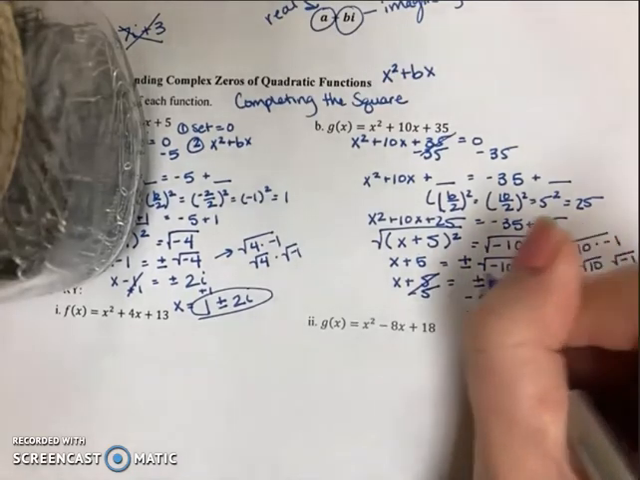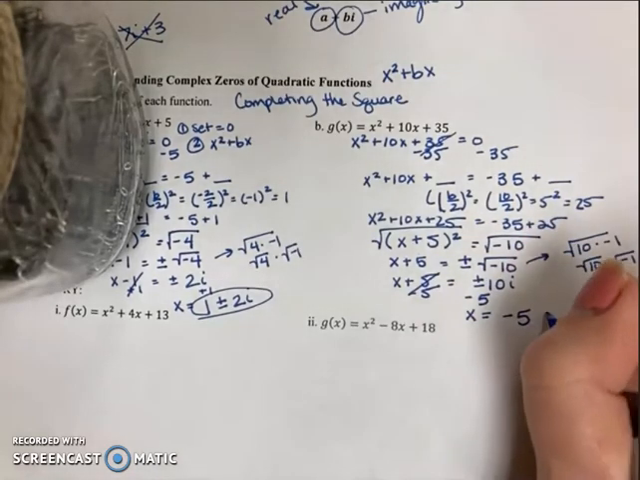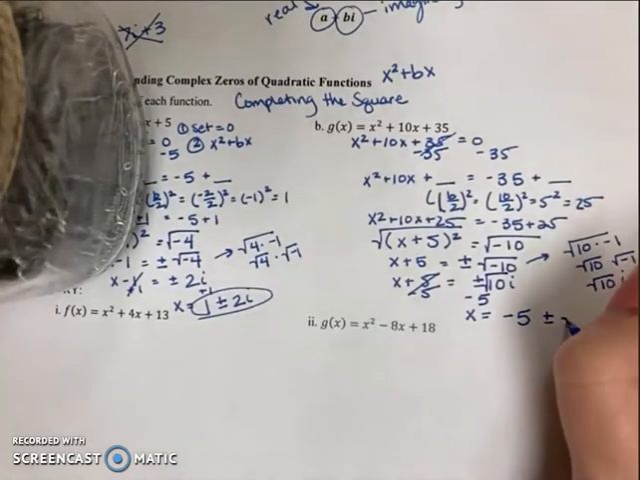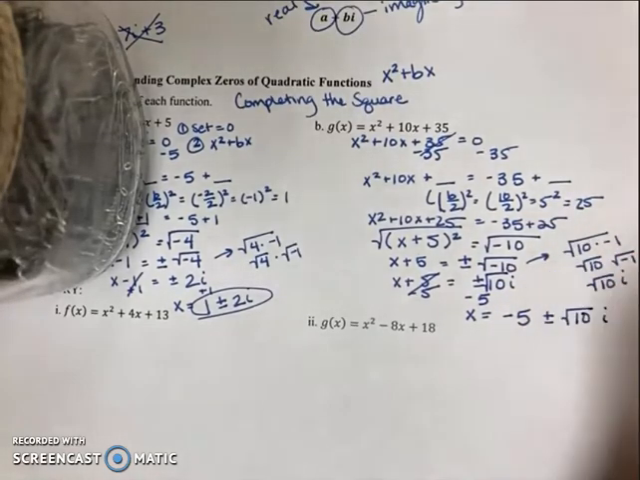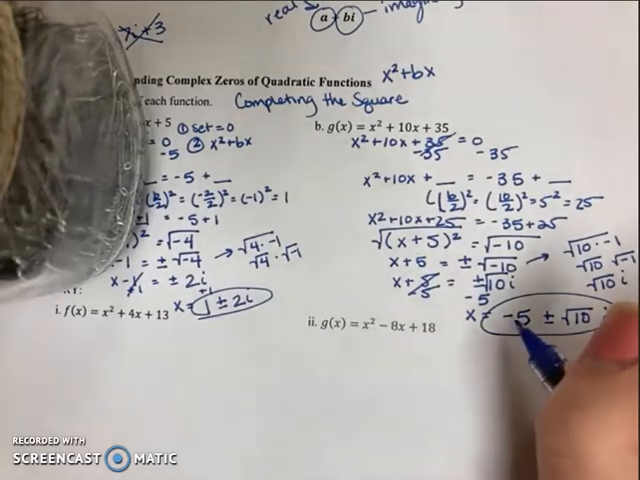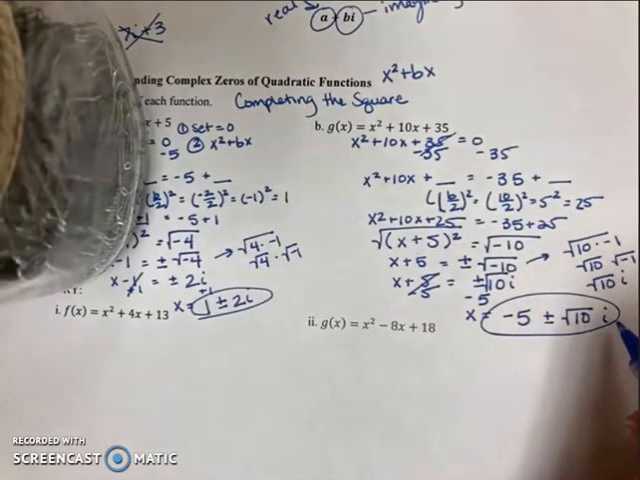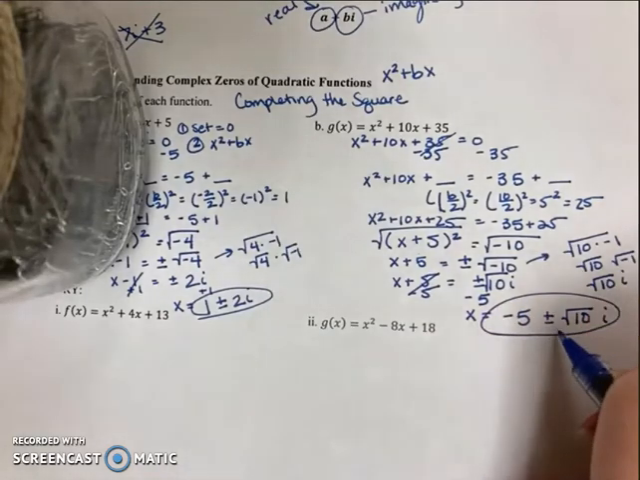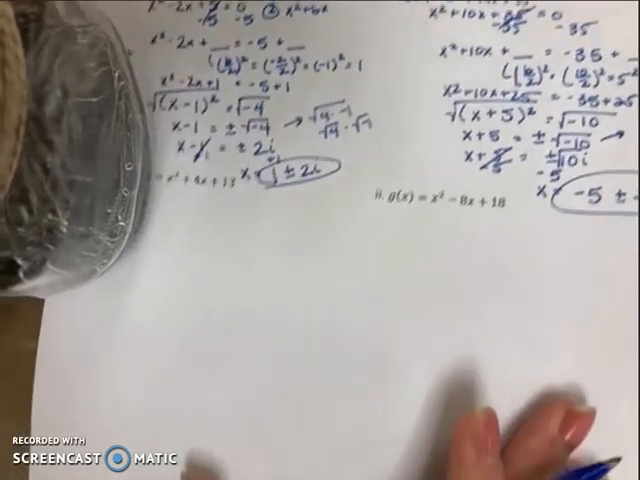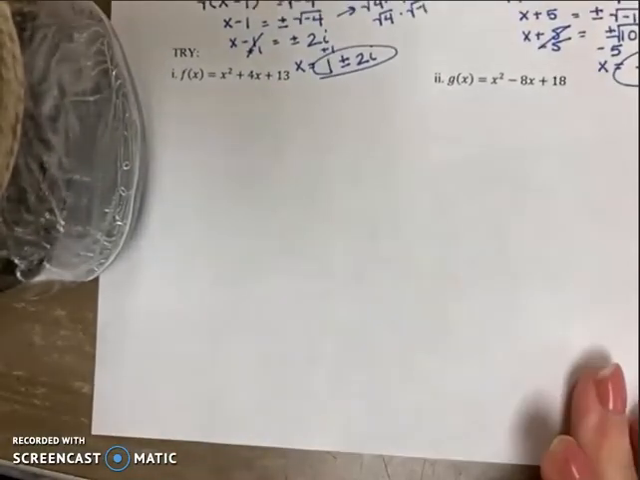The imaginary number is the one with the i, so I'll put plus or minus, oops, I just realized I forgot my square root, plus or minus the square root of 10i. So I have two imaginary solutions here, negative 5 plus the square root of 10i, and negative 5 minus the square root of 10i. I'd like you to pause the video and attempt these two problems.